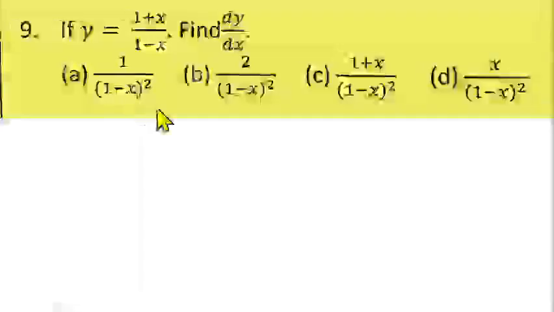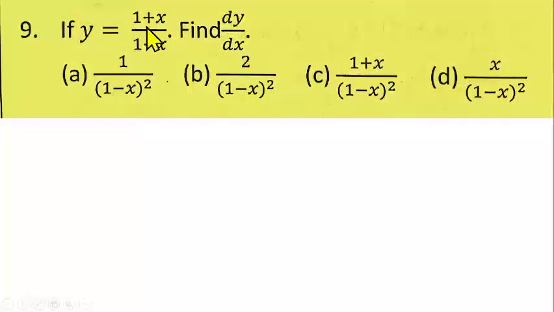Question number 9 is from differentiation. We have to differentiate if y is equal to 1 plus x over 1 minus x. We have to find dy/dx, which means we need to differentiate this function. And this function is a function divided by another function. That means you have to use the quotient rule to differentiate this.